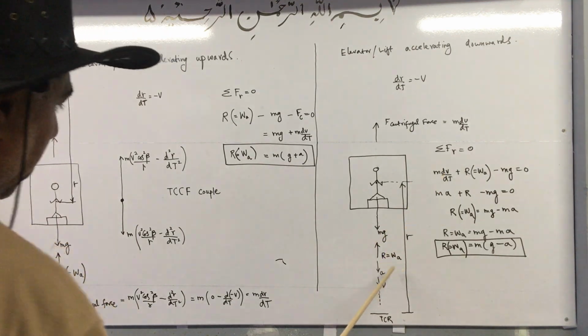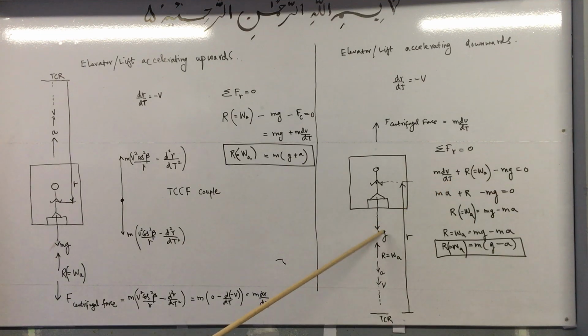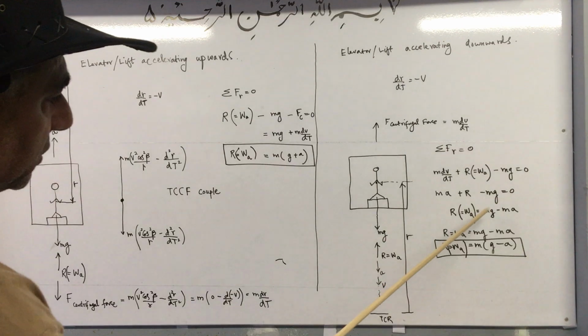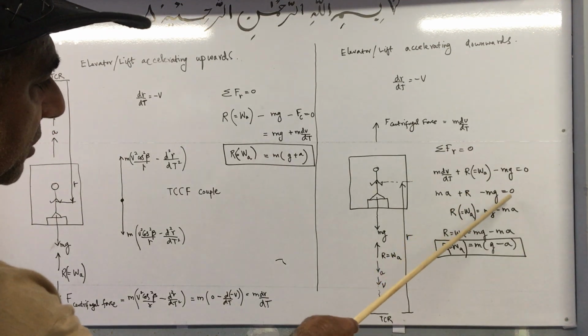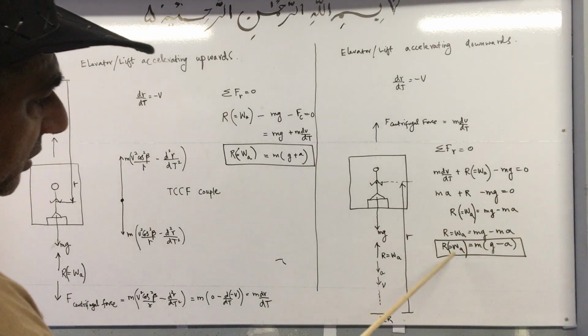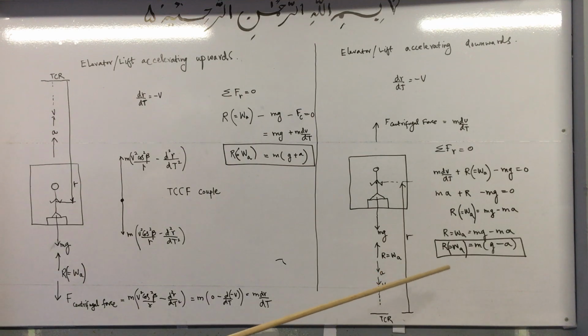M dv over dt, this force upward, plus reaction upward, minus mg going downwards. Ma plus R minus mg is equal to 0. R is equal to Wa, which is equal to mg minus Ma. Similarly, R, the reaction or the apparent weight, is equal to mg minus A.